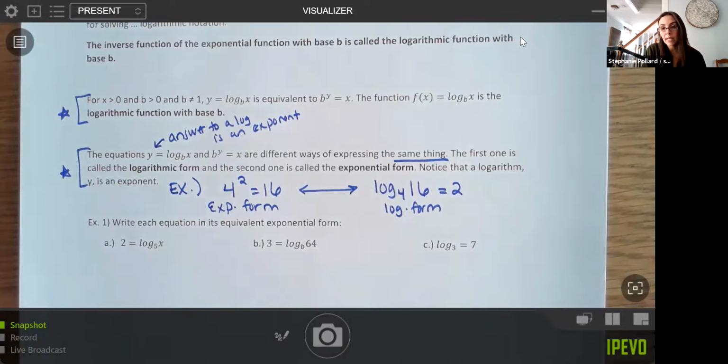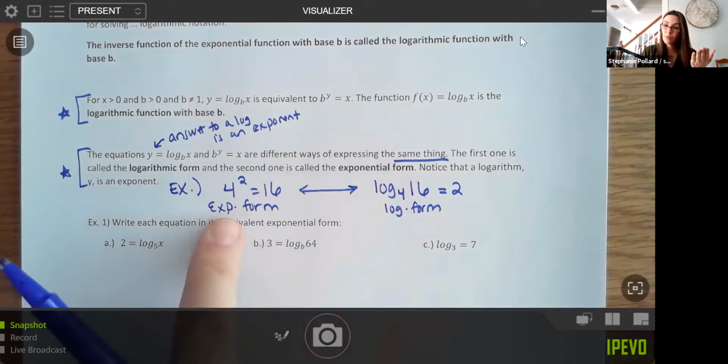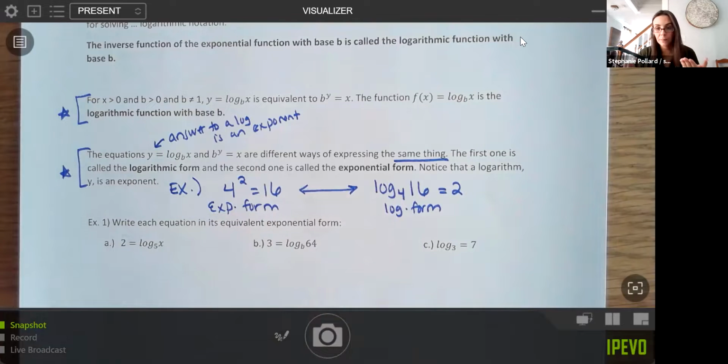So this is a new notation. It's a very similar concept to having a square and a square root, where we need the square to understand what a square root is. You need that original definition, and that's what's going on here. We need to know the exponential form to understand how to write it in the log form. And then we can go back and forth between the two.